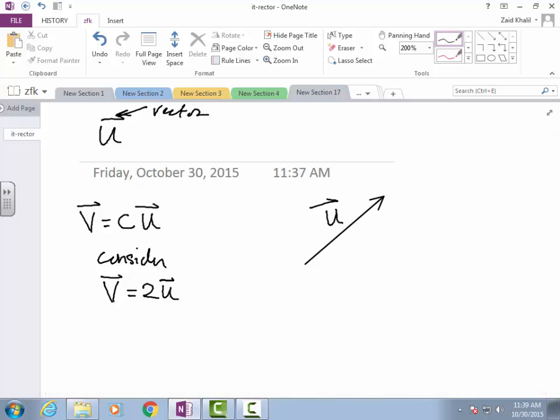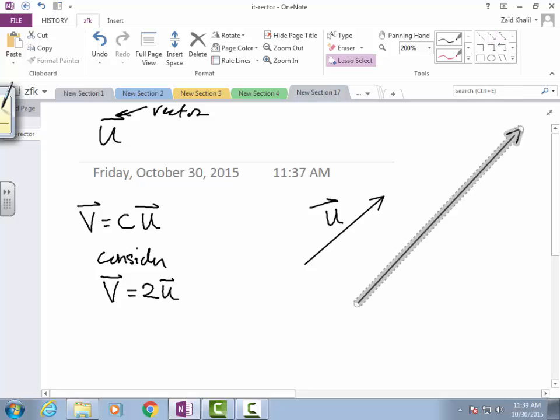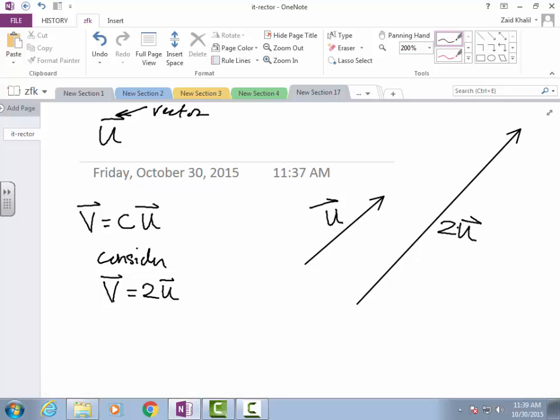That's correct. You take u, and now, does that look about double? So this is 2u, or 2 times u. And of course, what happens as c gets smaller and smaller? What's going to happen to that vector? It's going to shrink and shrink until c equals 0, in which case the length of the vector is 0, and there is no vector. It's called the 0 vector.